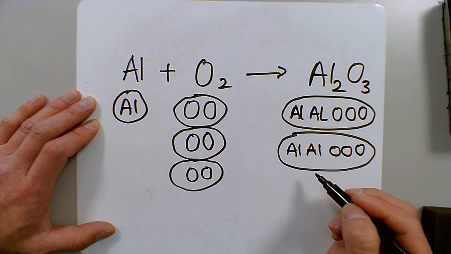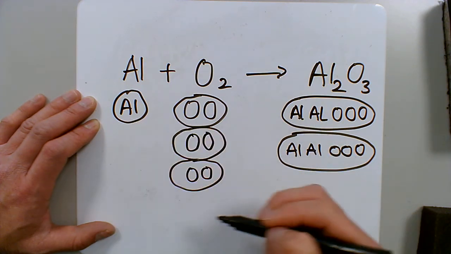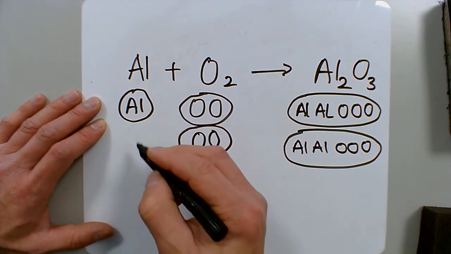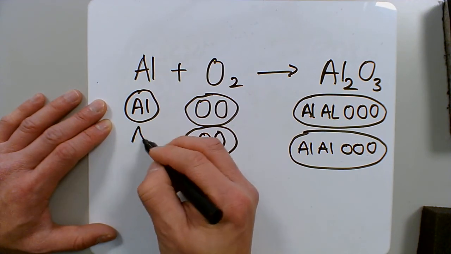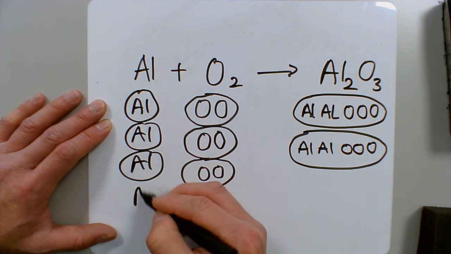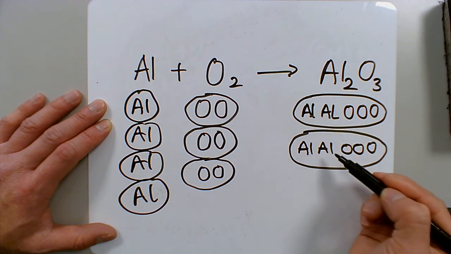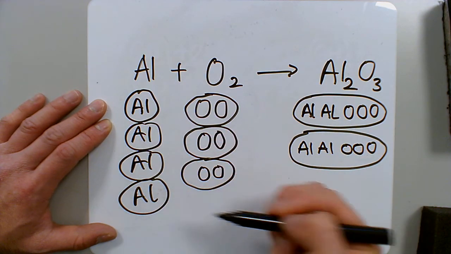But what about the aluminium? We've got 4 over here. We've only got 1 aluminium over here. So what we need to do is add another 3. So now we have 4 and 4.